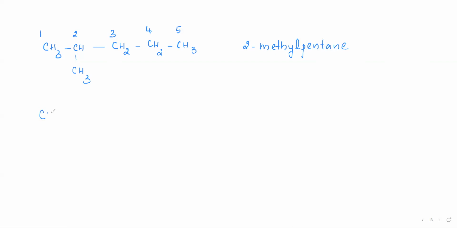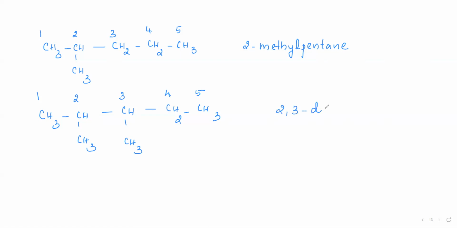Now, if my example was this, we continue with the same numbering. 1, 2, 3, 4, 5. Second and third positions, you have the methyl groups. 2, 3 dimethyl pentane.